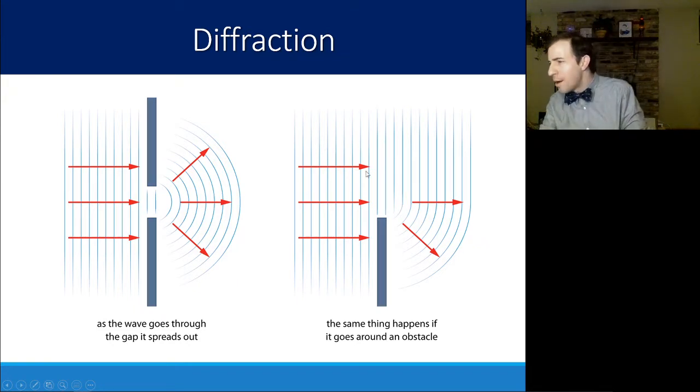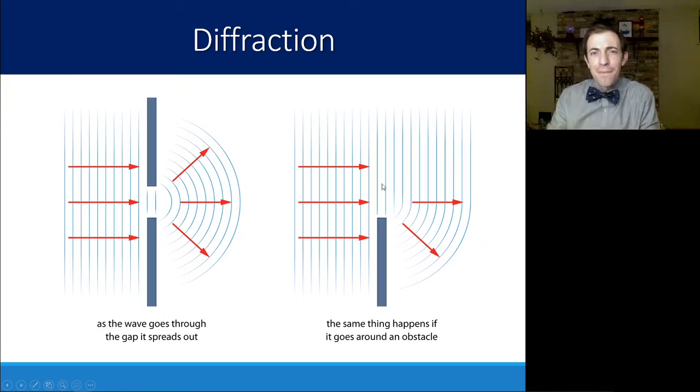If it's going around a barrier like this, the initial wave fronts over here that are not being disrupted are just going to continue on straight as they were. But around the barrier, it's going to extend outward in circles as if that's where the wave was starting.